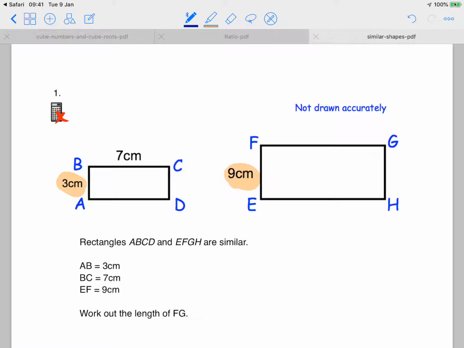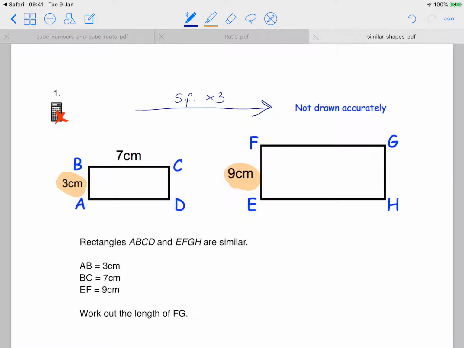So if I wanted to go from 3 to 9, then I'd know that I'd have to multiply it by 3. So this would be true for any side of the shape from A, B, C, D to make it a E, F, G, H. Likewise, if I was going the other way, I would have to divide by 3. So if I was going that way, it would be a divide by 3.